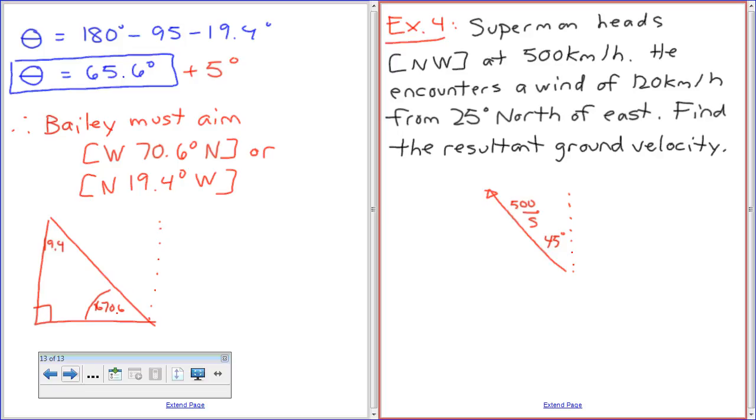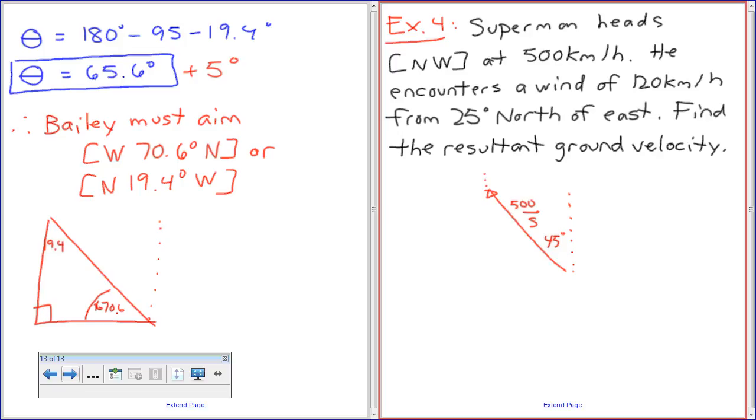This is the part that always gets people. If a wind is blowing from 25 degrees north of east, what does that actually mean? So it's blowing west, but since it's 25 degrees north of east, there's that up east and it goes up. Right on. So this is what you're thinking here.